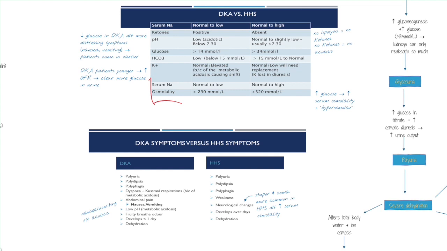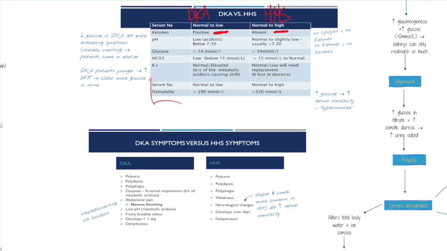So let's look at this. With DKA, how did they split this up here? Okay, so one of these is DKA and the other. So I think this is DKA and this is HHS. I'm sorry, I'm not sure why that's not labeled more clearly. So ketones, let's talk about ketones. In DKA, they are positive. In HHS, they are absent.